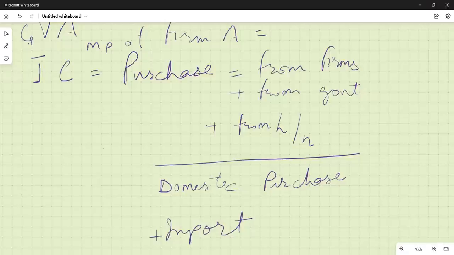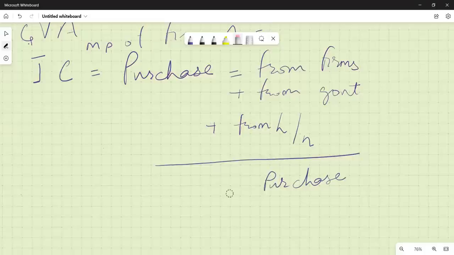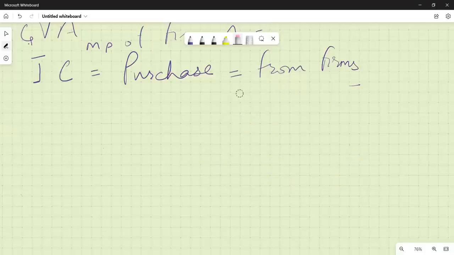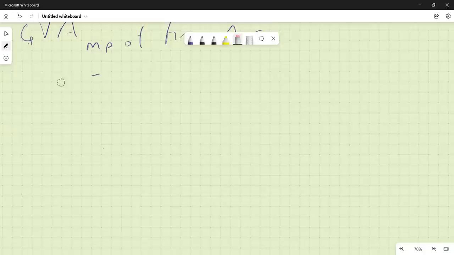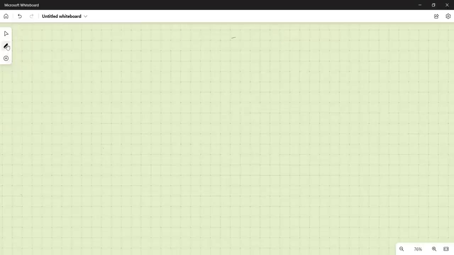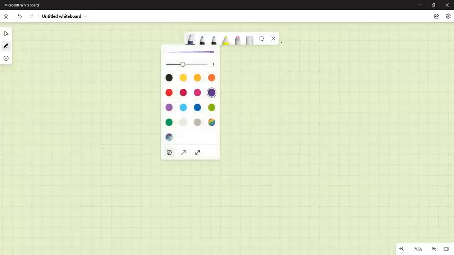So to calculate intermediate consumption, we'll have to calculate the value of purchase: any purchase from any firm, the purchase from the government, purchase from the households. All these in the combined form are equal to the domestic purchase. And then in this purchase, we add international purchase also, which is the import. So to calculate GVA at MP of any firm, firm A, firm B, or primary sector, secondary sector, tertiary sector, whatsoever has been given, we first of all find the value of GVA at MP, gross value added at the market price.